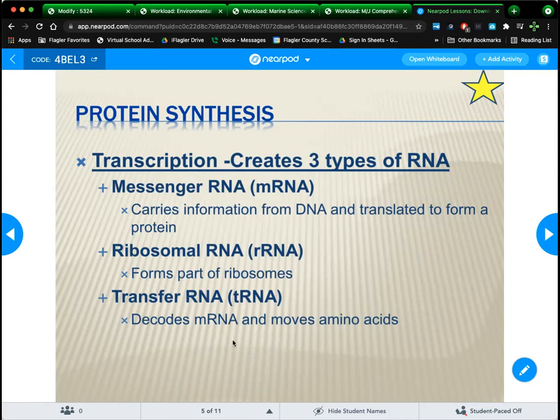It helps decode the mRNA. mRNA actually is what ultimately gets turned into the protein itself. So when it's talking about translated in the form of a protein, that's just a fancy way of saying turned into a protein. Okay.